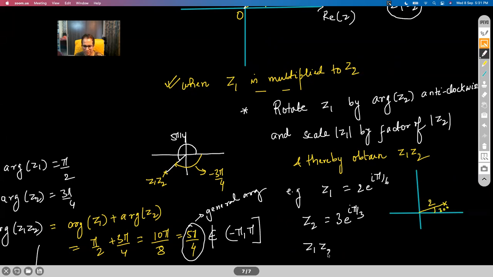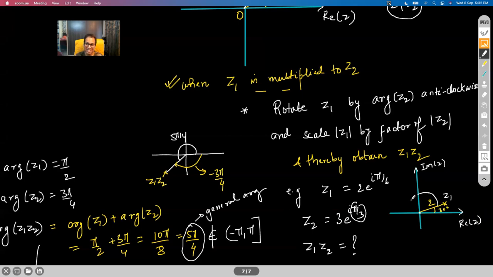So can you tell me where Z1 into Z2 will be located? Don't multiply it literally. Just tell me, looking at the figures that I have written in these two complex numbers, what should you do to obtain the Z1 into Z2 location? So first you will say, sir, rotate Z1 by argument of Z2 anti-clockwise. The argument of Z2 here is pi by 3, so rotate it pi by 3 anti-clockwise, meaning 60 degrees. By the way, when you rotate it 60 degrees, you'll come exactly on the imaginary axis.